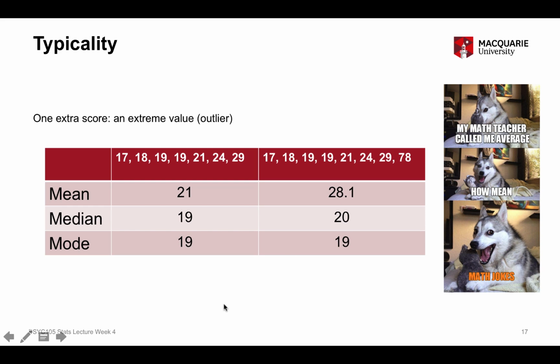And you can see that the mode is exactly the same. The mode doesn't change. The median has only gone up by 1 because we've added one more score, whereas the mean has increased by quite a lot. So when you have outliers, outliers being very extreme or unusual scores, the mean is the most affected measure of typicality in terms of how affected they are by those particular outliers.